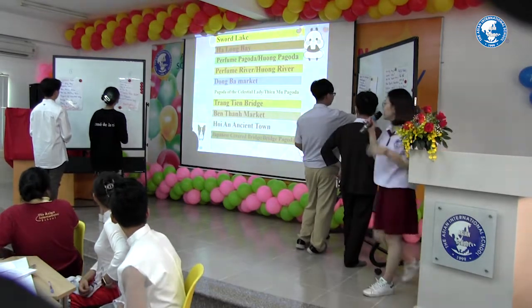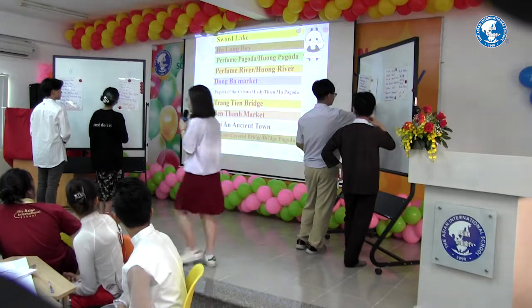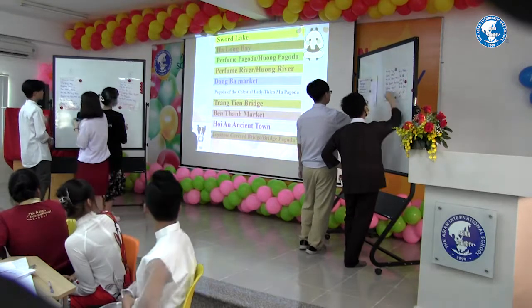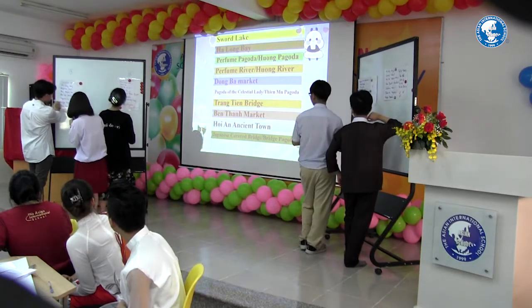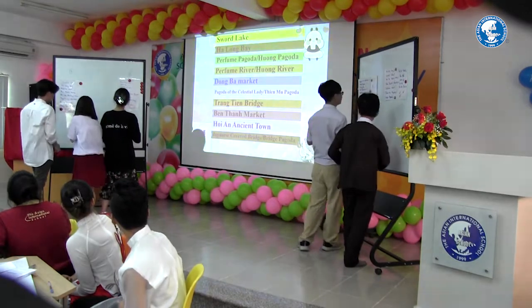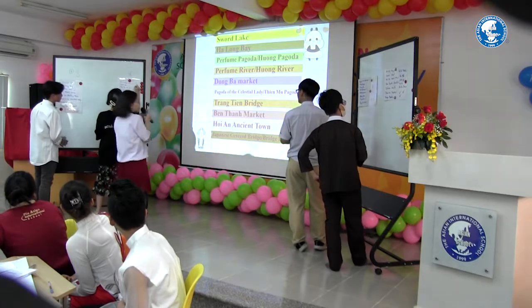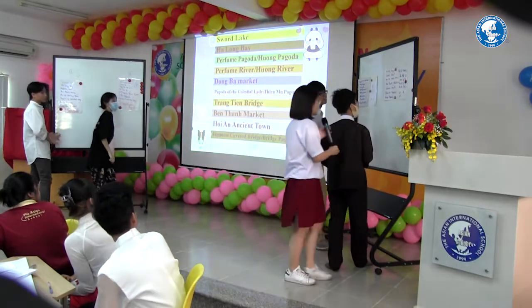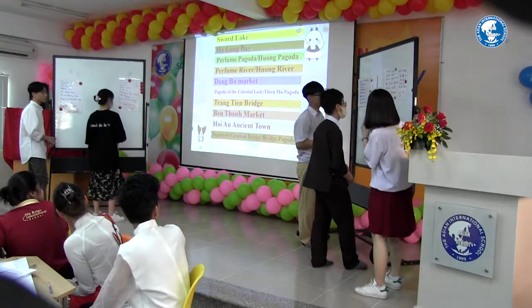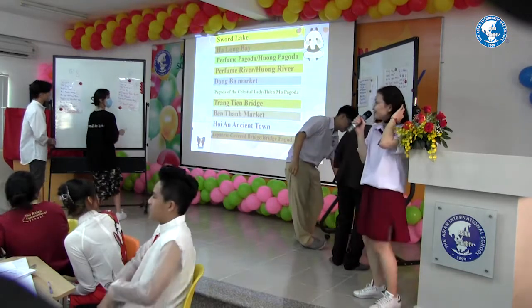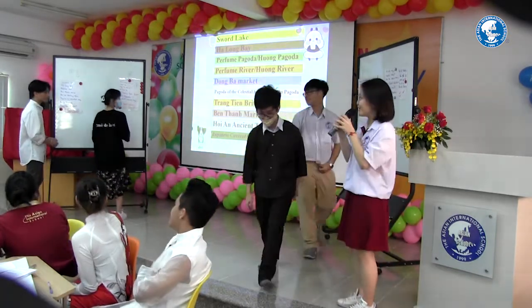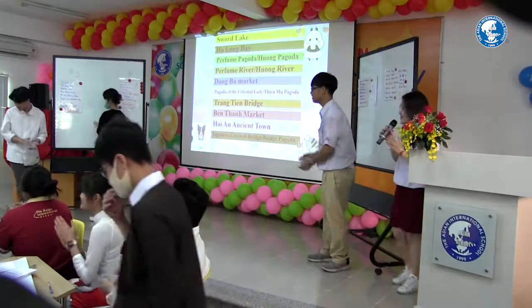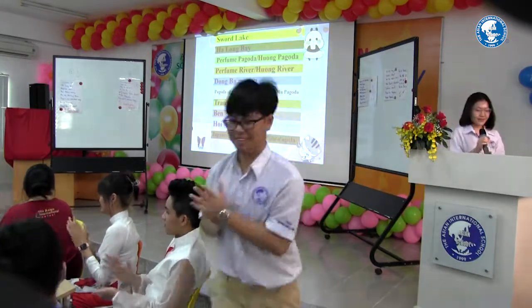Let's see which team has the highest point. Can you help me to count? Okay, team 1 has 8 points. Team 2 has 7, team 3 has 8, and team 4 has 7. So do you know which one is the winner? Team 1. So congratulations. This is a big hand to team 1.